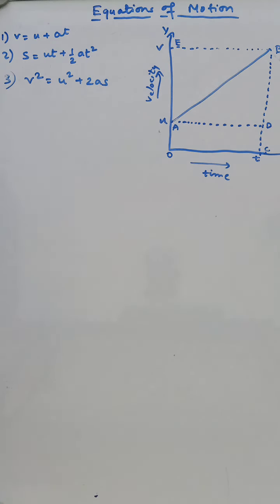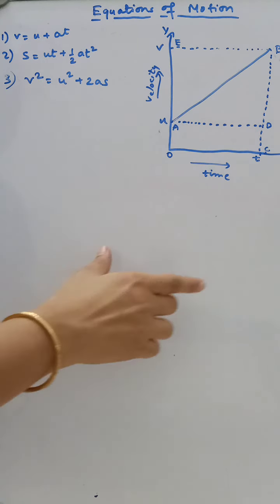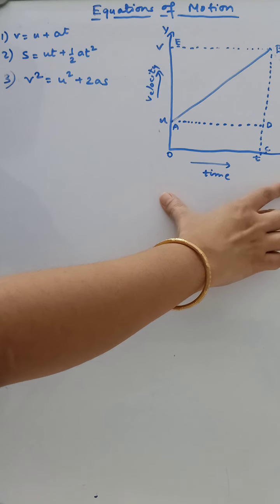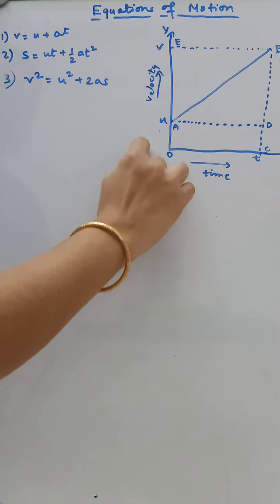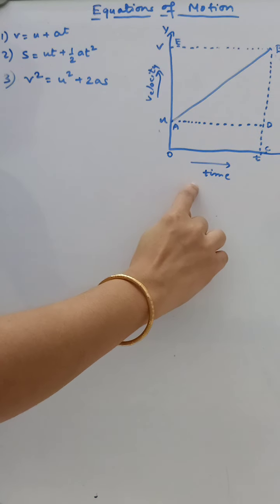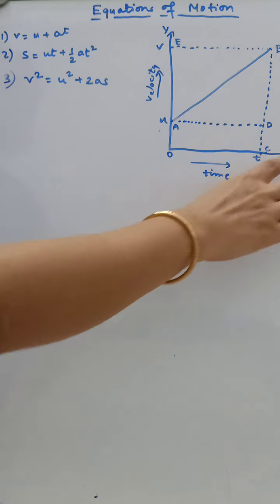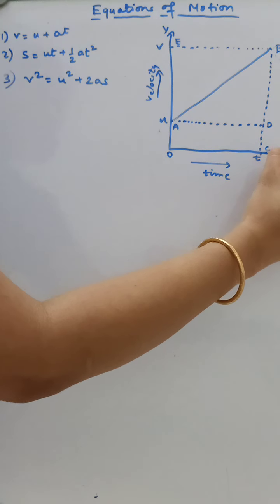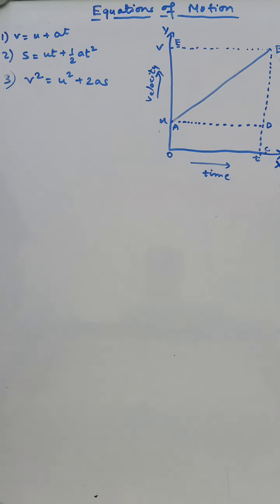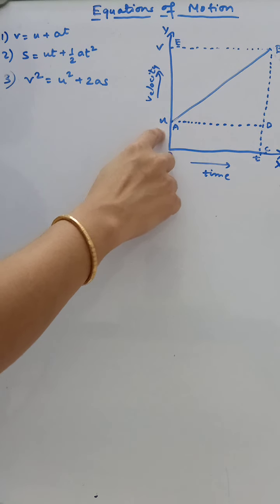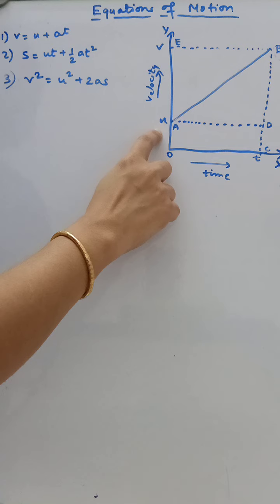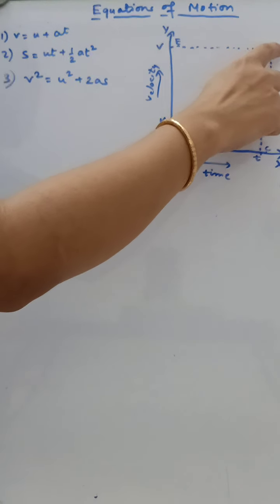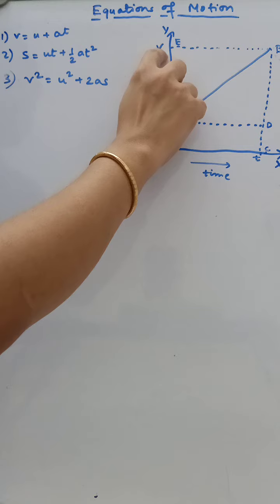So, today we shall derive all three equations. Let us derive the first equation of motion, that is v = u + at. We have a velocity-time graph. Velocity is plotted on the y-axis and time is plotted on the x-axis. Suppose a body is traveling from position A to B with initial velocity u, and when it reaches B, it has a velocity of v.